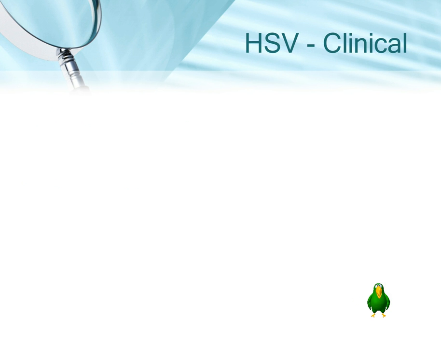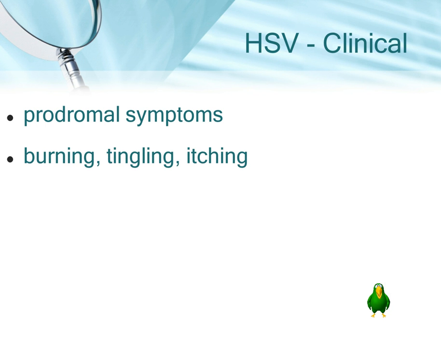Let's talk about some of the clinical findings that are associated with HSV. One of the first findings that may occur is something called a prodromal symptom. A prodromal symptom is an early indicator that tells the person that something's going to occur. They're almost like an aura. Examples of prodromal symptoms include burning, tingling, or itching at the site where the outbreak is going to occur.